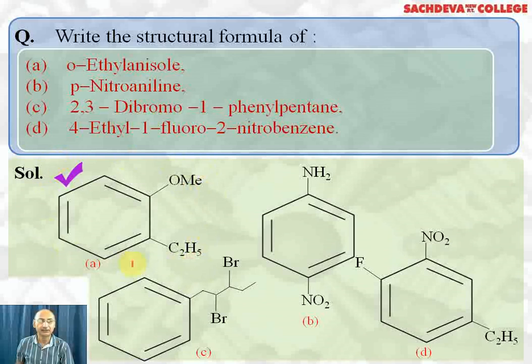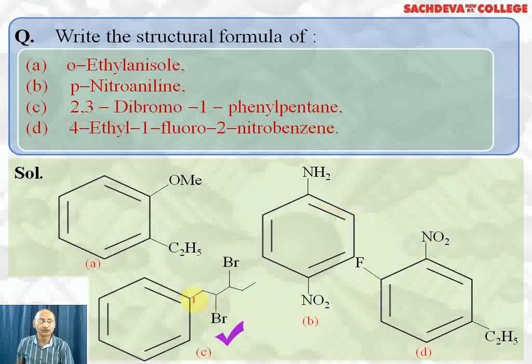The parent is anisole. So we call it ortho-ethylanisole. Para means fourth position. Para-nitro means the nitro group is at the 4th position. And the parent is aniline, that is a benzene ring with an NH2 group. So this is the structural formula of para-nitroaniline.